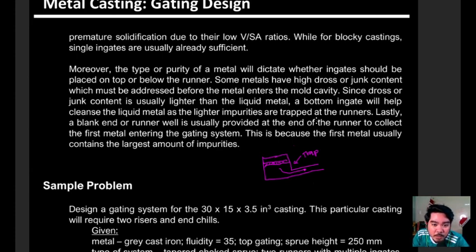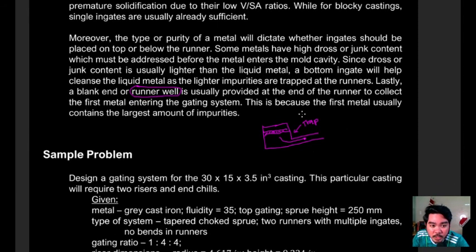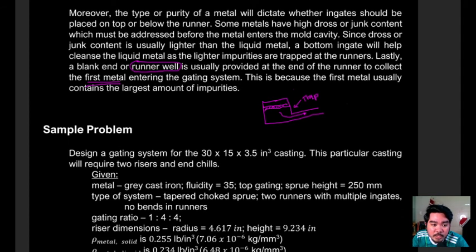Then we can also use what I mentioned earlier, which is the runner trap, or runner extension. Sometimes the runner extension is also known as the runner well. The runner well is provided at the end of the runner to collect the first metal, and as I said earlier, the first metal is almost always the metal with the highest amounts of impurities.